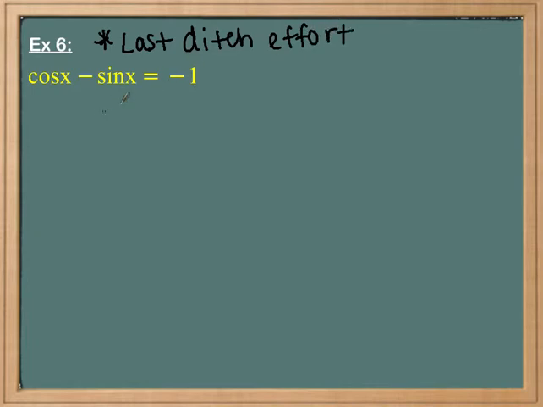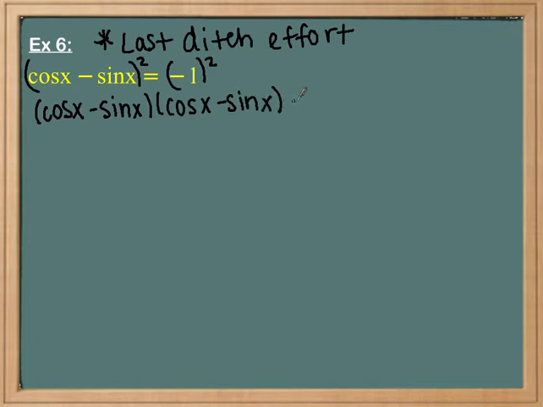And what we're going to do is we're going to actually square both sides. Now I need you to recognize how I'm squaring both sides. I'm squaring the left side together and the right side together. So what this really means is I'm going to do the cosine of x minus the sine of x times the cosine of x minus the sine of x equal to negative 1 squared. Well, remember, negative 1 squared is positive 1.